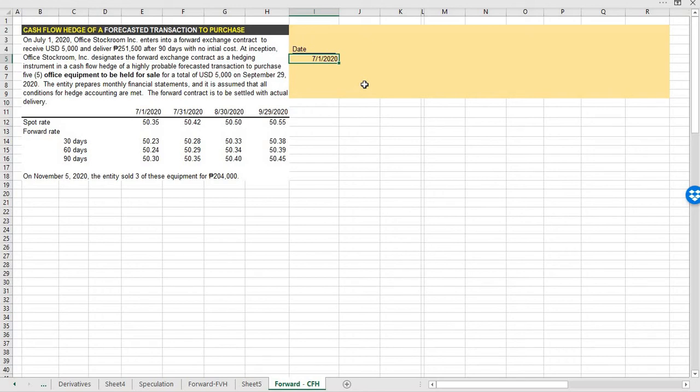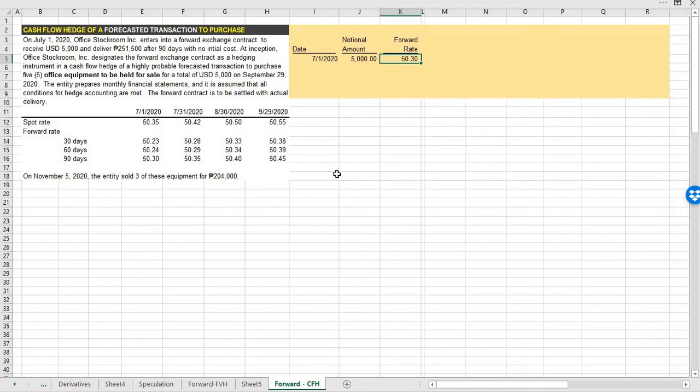So let's start with a notional amount at ito ay 5,000 US dollars. And this time, sabay na natin kukumputin yung total value ng ating derivative at yung separation ng spot element and forward element. So game. So unahin natin kumputin yung total value ng ating derivative, and that is by multiplying the notional amount by the forward rate on this date, July 1, 2020. So ang ating forward rate on this date is 50.30.